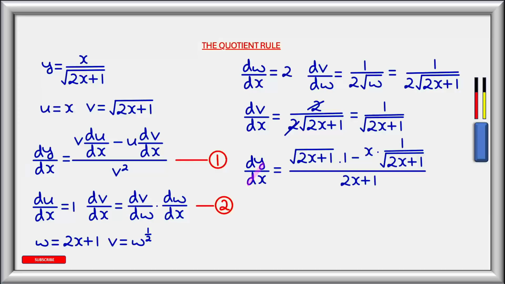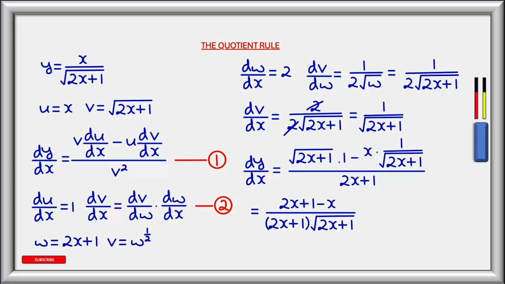If we now plug these results back into equation 1, we get the derivative of y with respect to x, which is v multiplied by du by dx, which is the square root of 2x plus 1 multiplied by 1, minus u dv by dx, which is x multiplied by 1 divided by the square root of 2x plus 1. And this is all divided by v squared, where v is equal to the square root of 2x plus 1. So v squared is 2x plus 1.